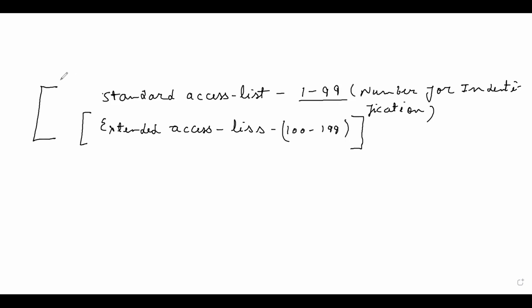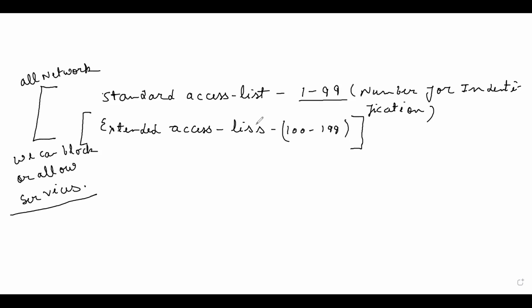What is the main difference between standard and extended? Standard will stop all network traffic. Your network will not ping, your network will be unreachable. But in extended, we can block or allow specific services. What do I mean by services?